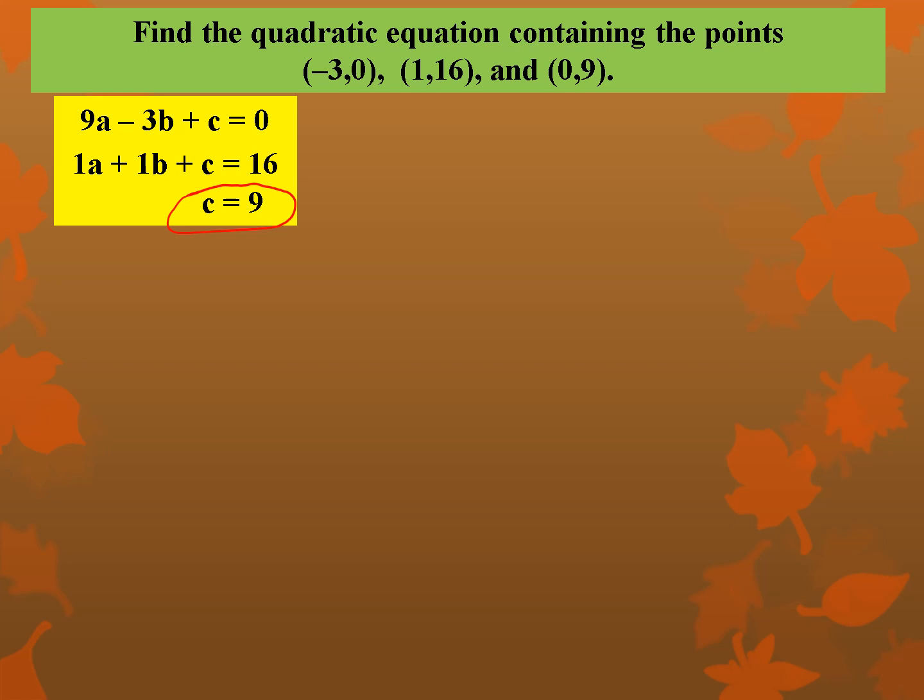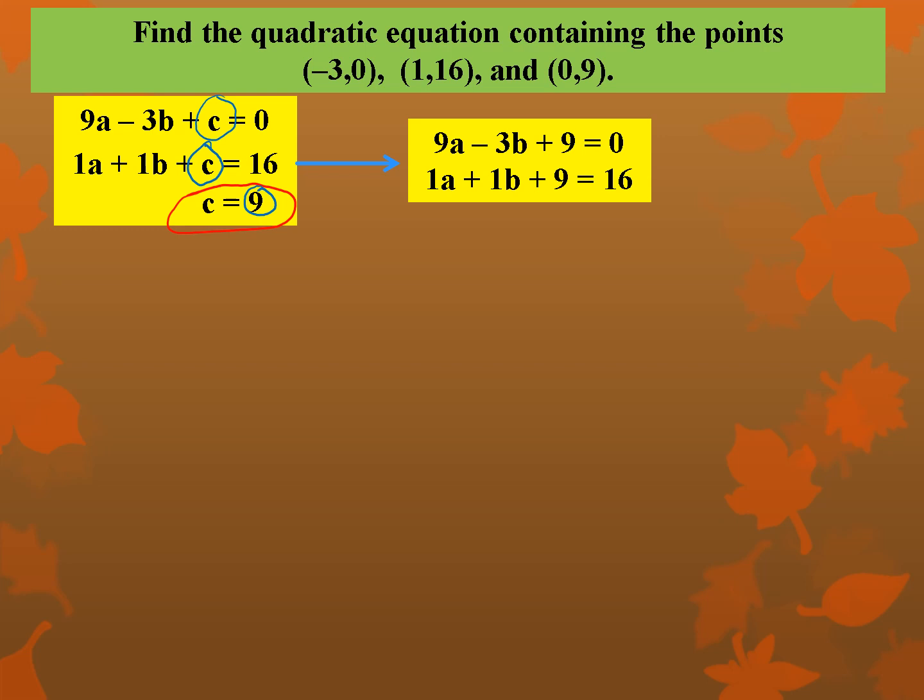So check out what we can do. This can easily become a system with 2 variables because I can take the C's in the above equations and substitute in 9. So I get 9a minus 3b plus 9, and then 1a plus 1b plus 9 equals 16. Now we all know to solve a system, the constants need to be on the right side, on the other side of the equal sign. So in each equation, I'm going to subtract 9 from both sides. And that gives me 9a minus 3b equals negative 9. And then 1a plus 1b equals 7.